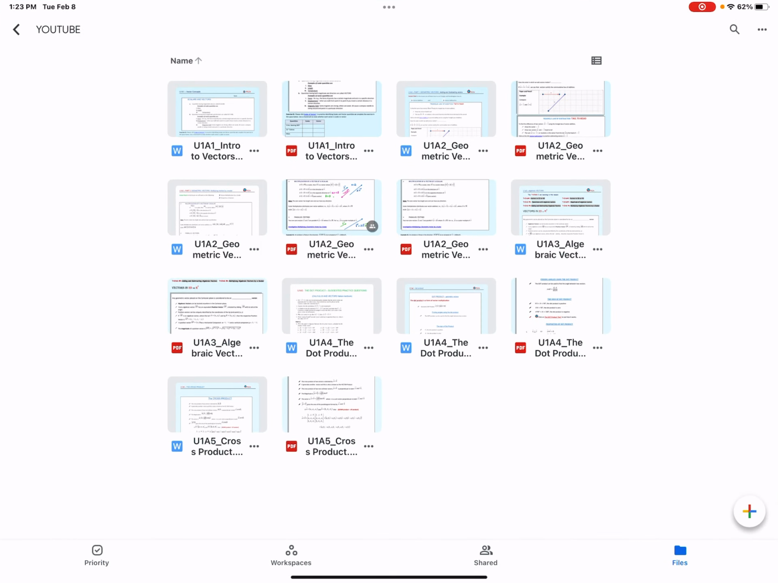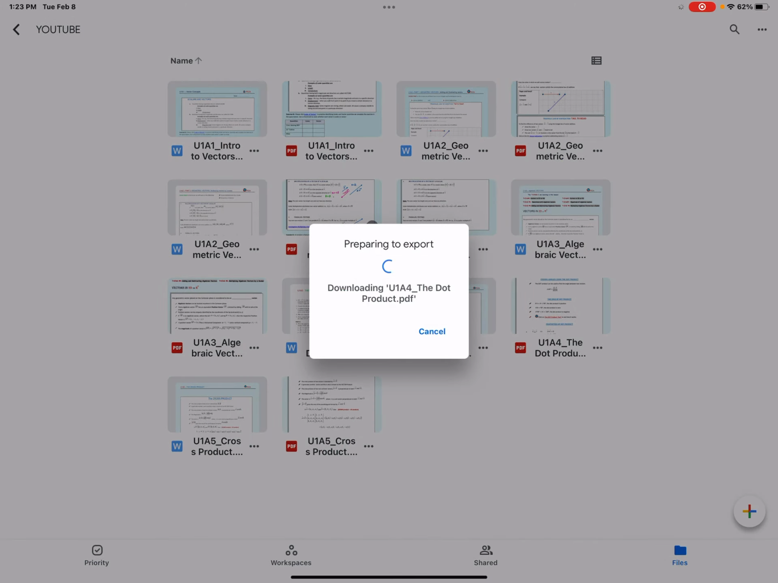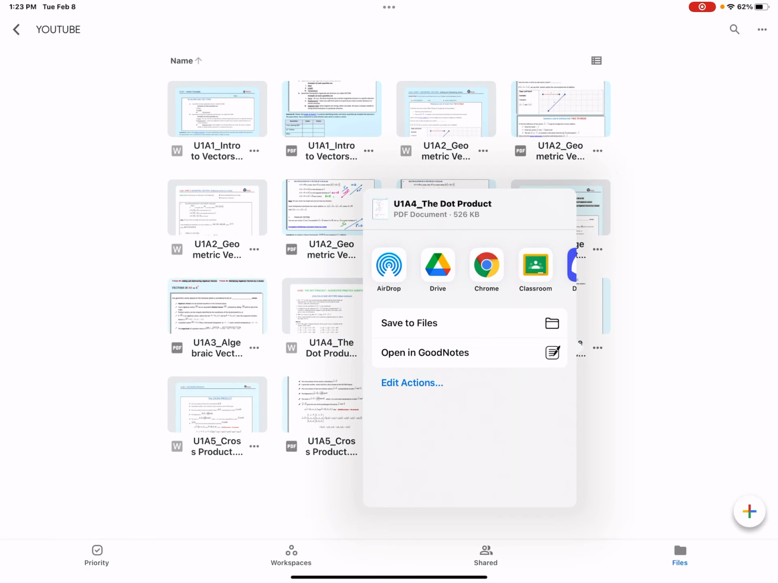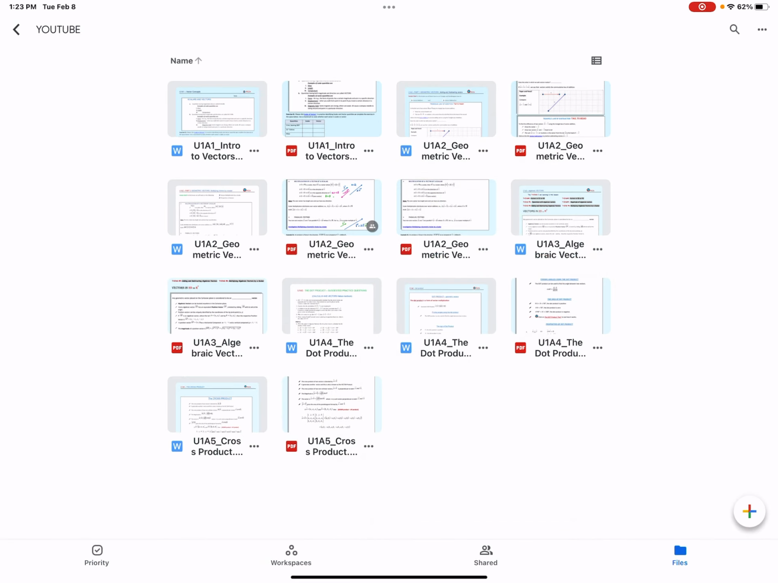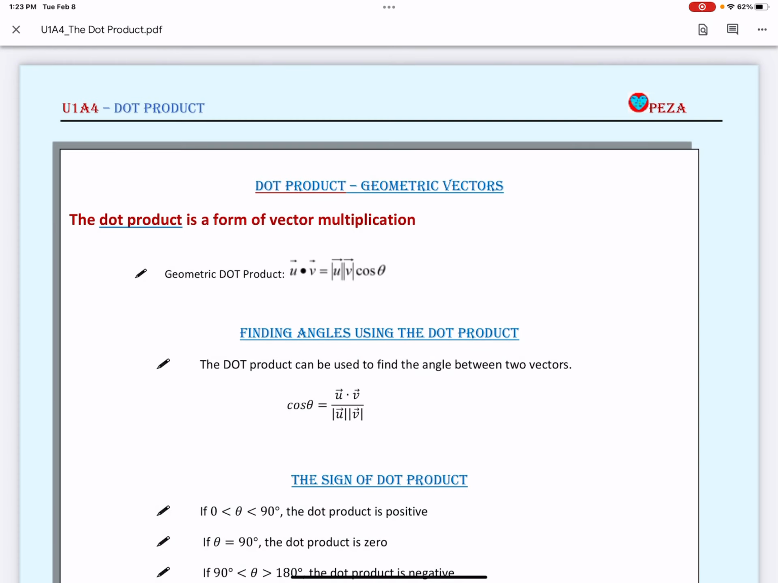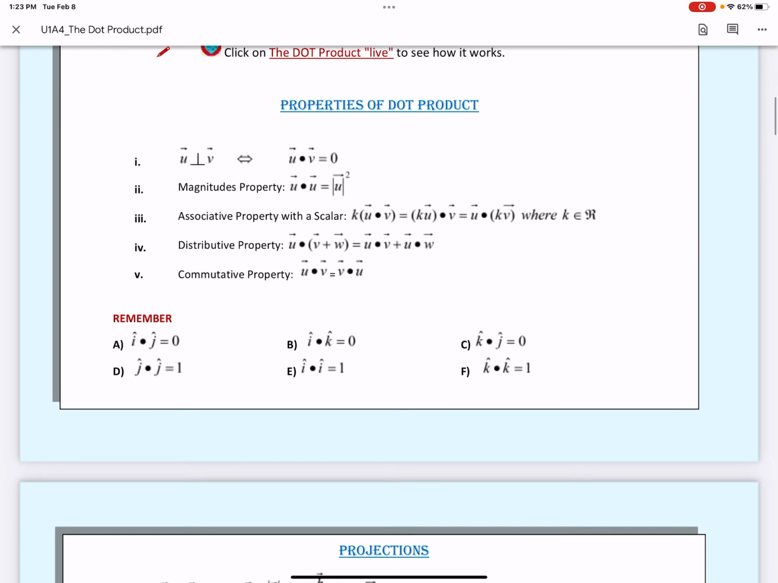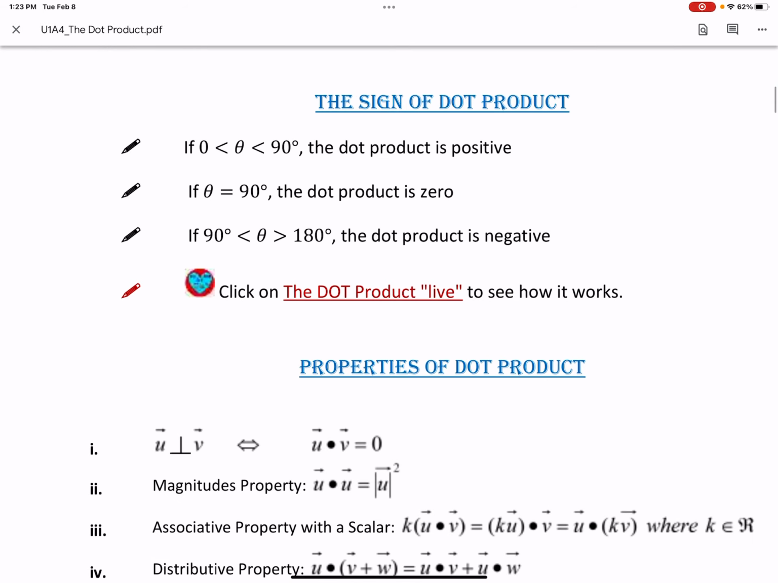U1A4, here we go. Here we are. Sorry, I didn't want to do this, but I do want to open it. Sorry. Okay, it's okay. Here we go. Dot product.